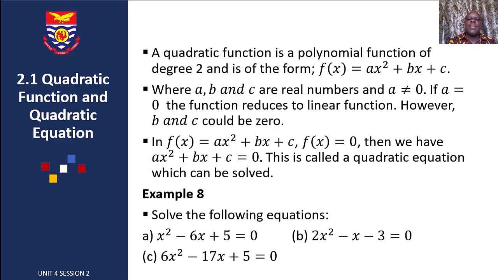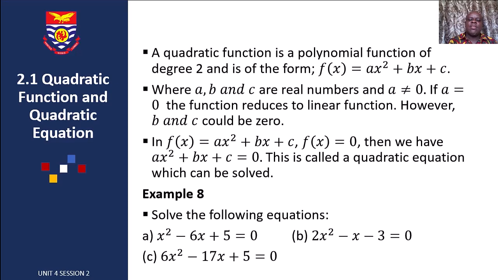And so if b and c are 0, then you have a quadratic function of only one term. Now, if you equate f of x to 0, then the whole expression will now read ax squared plus bx plus c is equal to 0. In that case, it is no longer a function, but an equation. And so that becomes a quadratic equation, and the quadratic equation can be solved for the values of x.